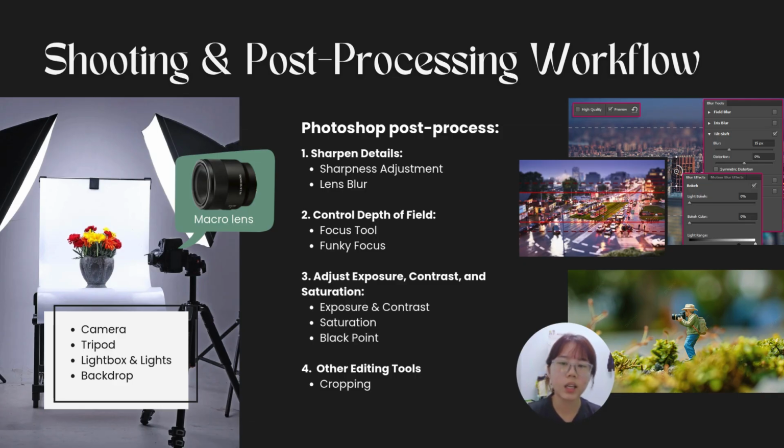The third one is adjusting exposure, contrast, and saturation. To make the photograph better, you need to adjust the exposure, contrast, saturation, and maybe also the black point. Another editing tool is cropping, which we use when we need to crop an object into another photo. It's like cropping an object from one photo into another photo and combining them together to make it look like a miniature photograph.